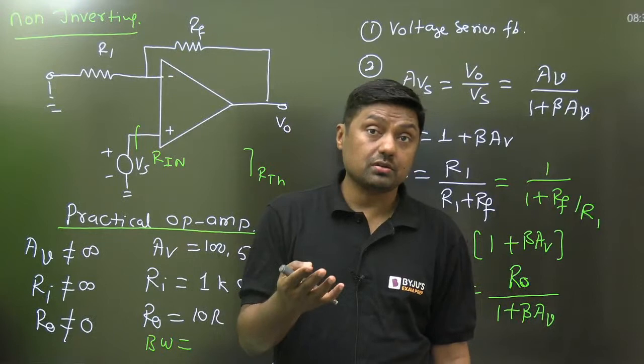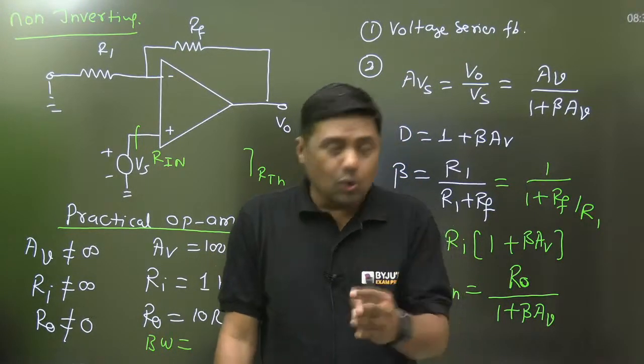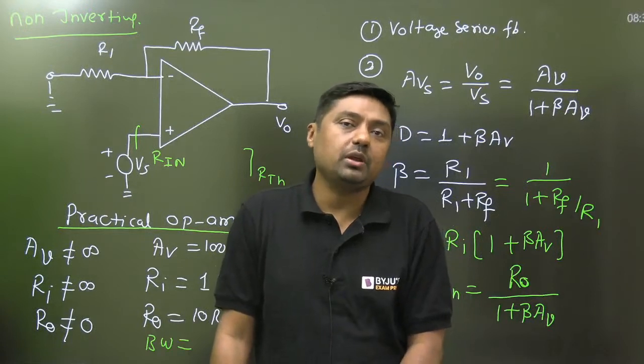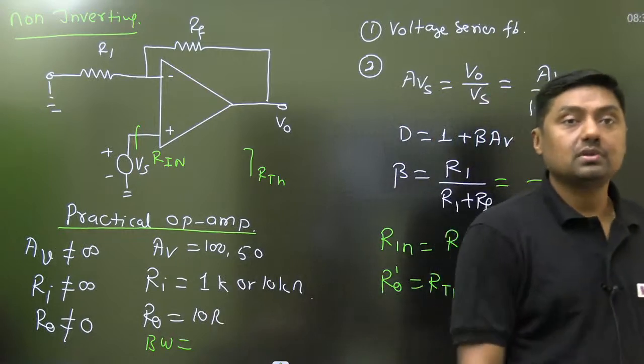They may ask this type of question. What is the closed loop gain for voltage follower? Everyone tell me, exactly 1 or less than 1? Exactly 1 or less than 1? That will be the question.